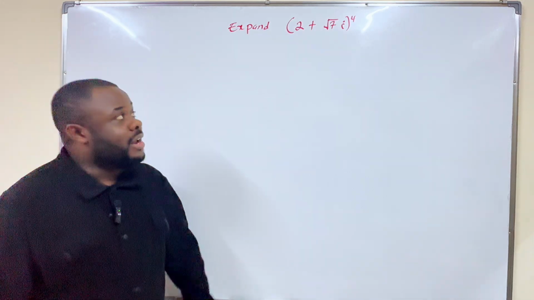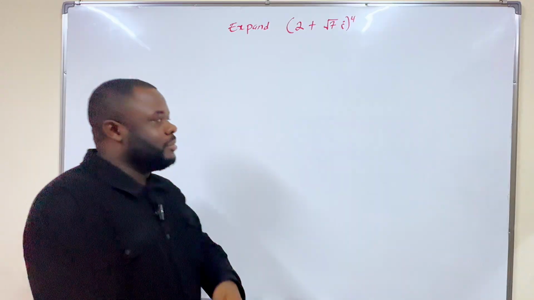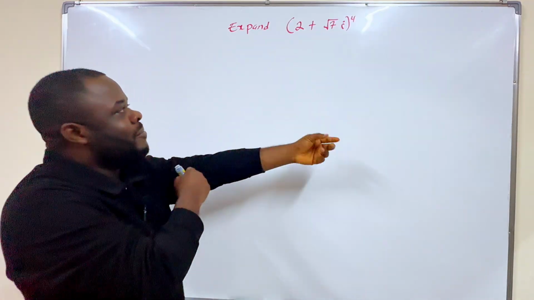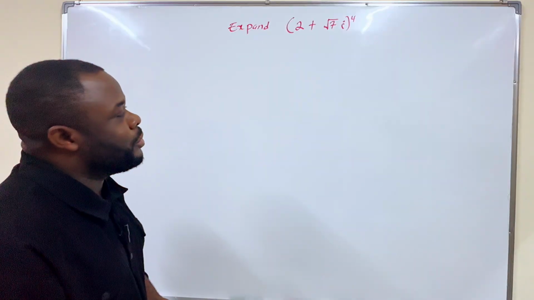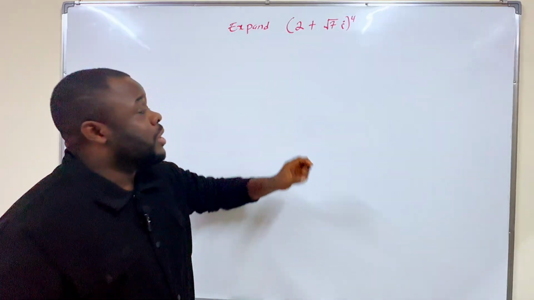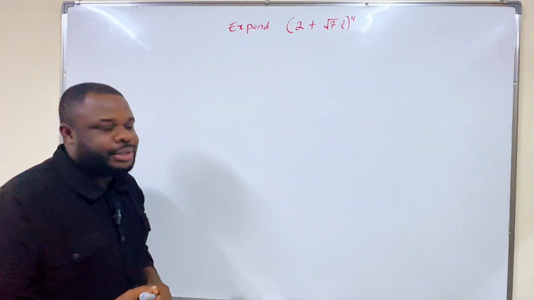All right, so we are going to learn how to expand complex binomial. Okay, so this is complex binomial. It's a little bit tricky, but it's still doable. So how are we going to do it? The first thing is, since we have the power of 4, we use our combination method.